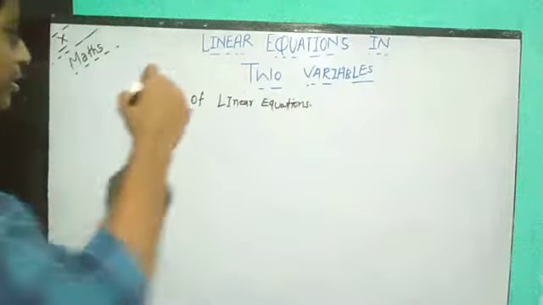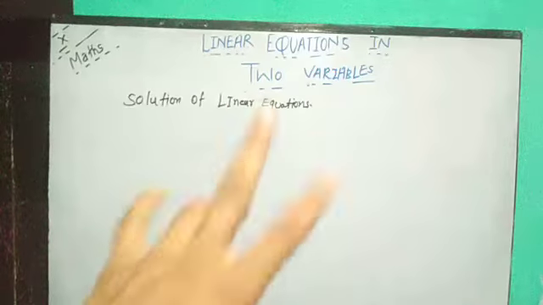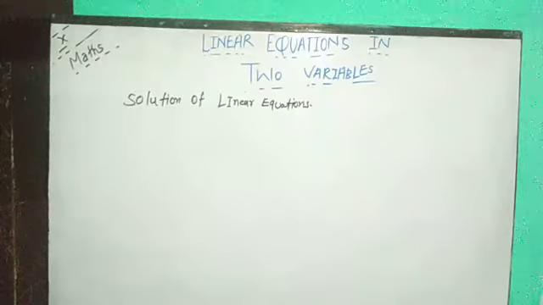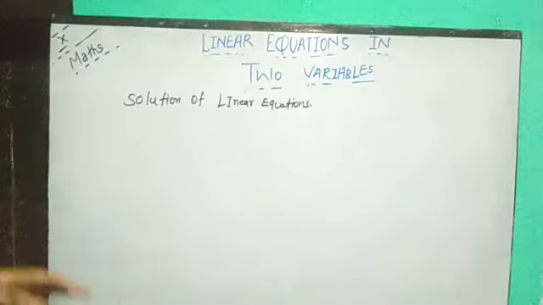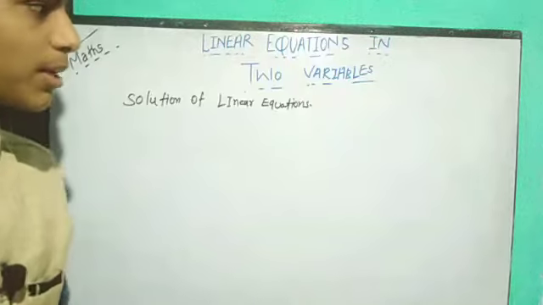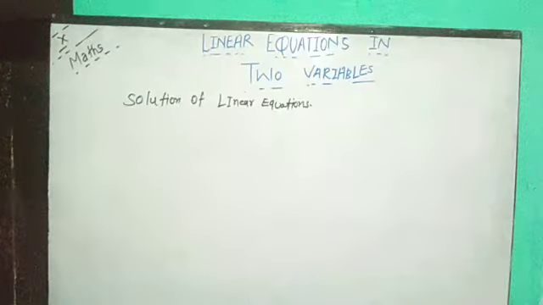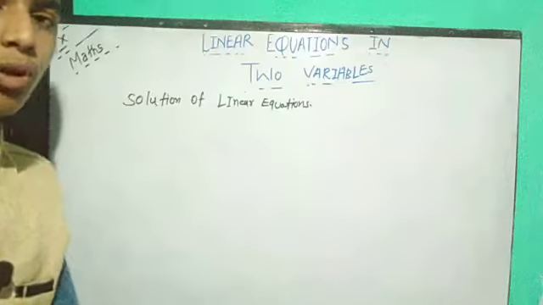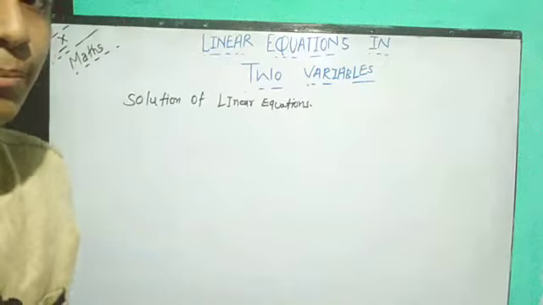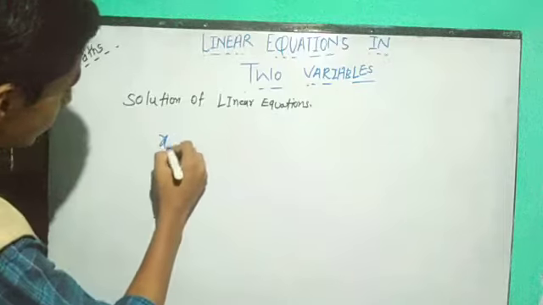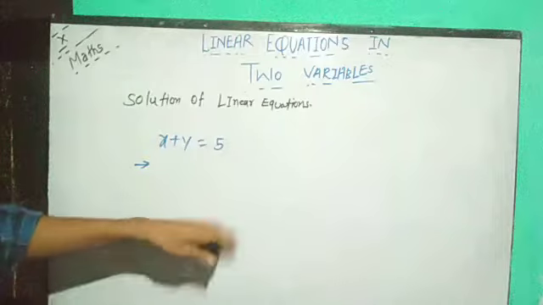Actually, in case of linear equations in two variables, we get alpha and beta as a solution. It means that there will be only two values of the variables. Suppose we are taking x as alpha and y as beta. So alpha and beta are the two values of the variables. So let's see how we can solve. Actually, first suppose I'm going to give you one equation. Suppose x plus y is equal to 5. This is our equation: x plus y is equal to 5.